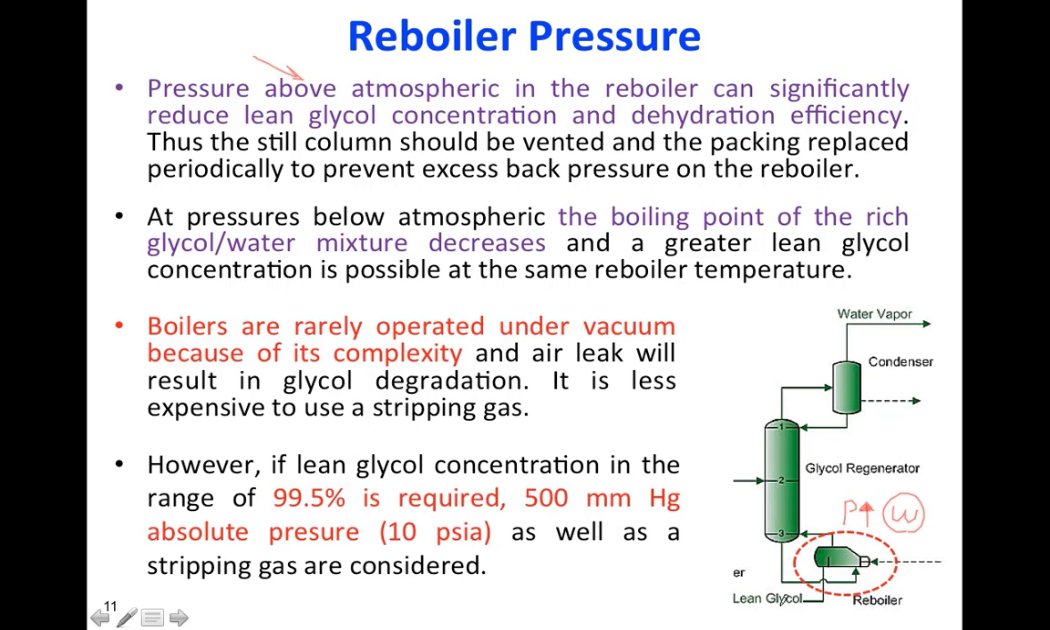So what will happen at the end, in the exit here, in this lean glycol, I will have more water, because I increased the pressure and I didn't let the water go to the vapor phase and leave from the top. I force the water to stay in the liquid, so that's why I will have more water here, or less concentration of glycol, which means lower efficiency of this dehydration process.